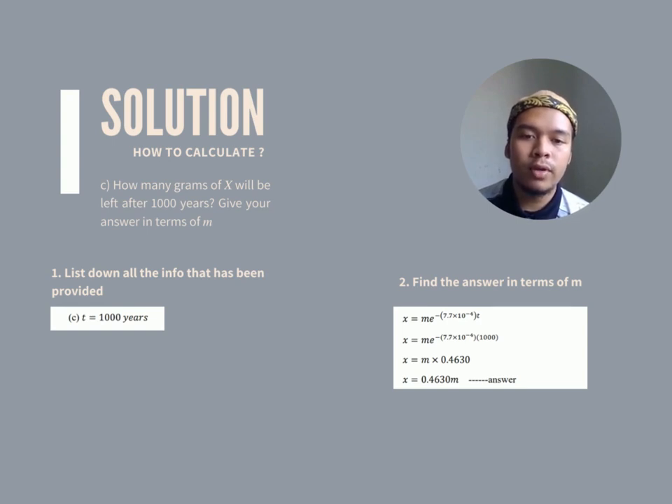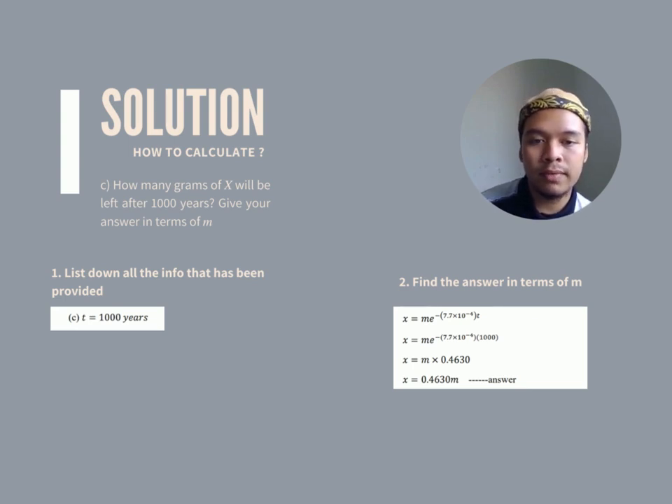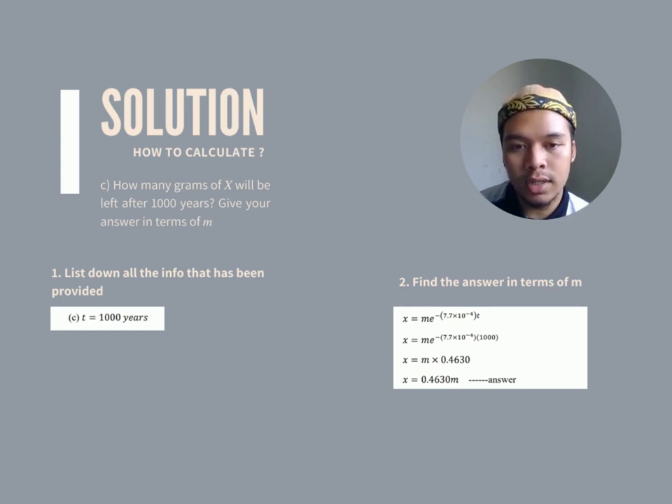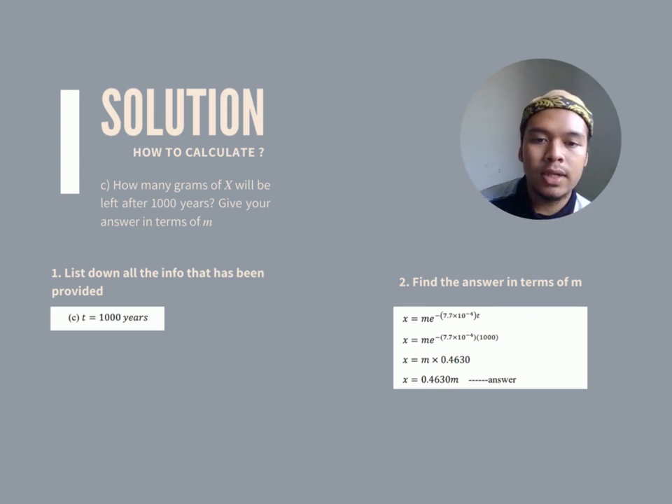Second step, we find the answer in terms of M. We use the formula X equal to M exponent power of negative 7.7 multiplied by 10 to the power of negative 4 T, the answer from the previous question. So X equals M exponent power of negative 7.7 multiplied by 10 to the power of negative 4, and we include the value of T, which is 1000.